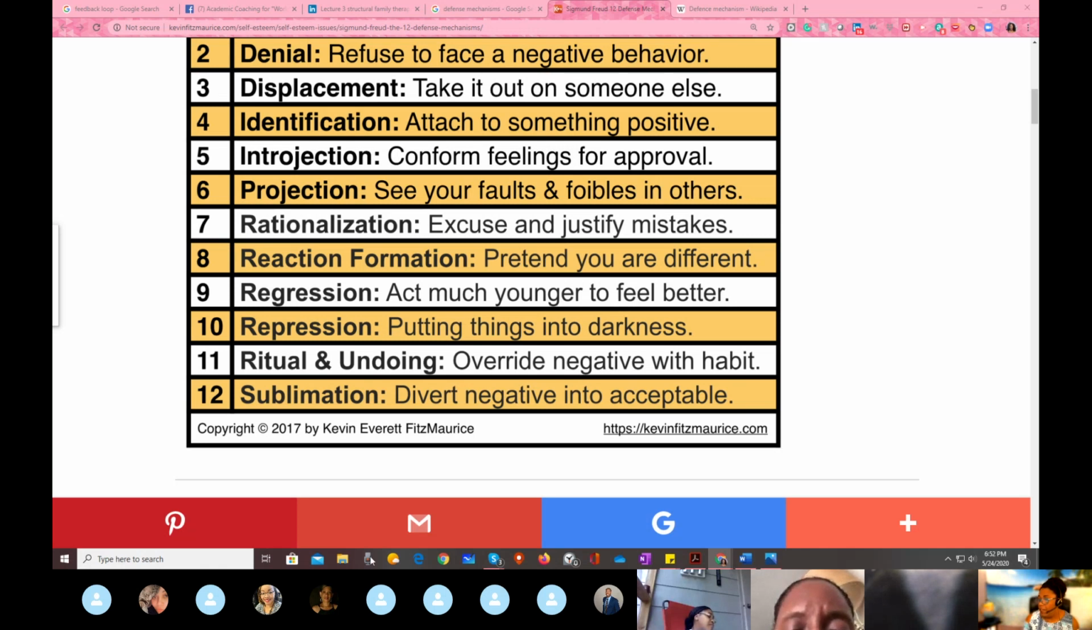Okay. I think the other ones are pretty good. Sublimation seems to be difficult for some people. What is sublimation? Like when you divert something that's negative into a more socially acceptable manner, I think.